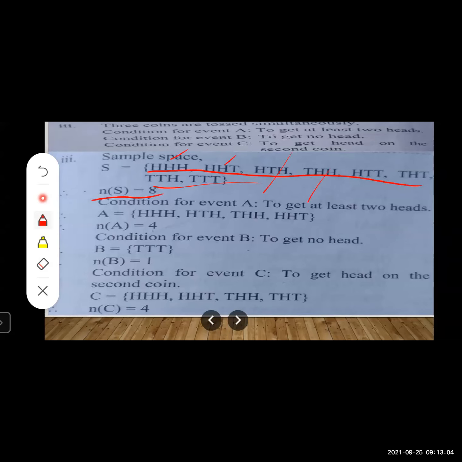Now let us move to the first condition. What is the first condition given over here? Yes, our favorable outcome is to get at least two heads. Okay. Now, what is the condition for the event A? We are writing our favorable outcome as to get at least two heads in the event A, right? We want at least two heads, which means if the heads are more than two, then also it is okay. Okay. So let us see this.